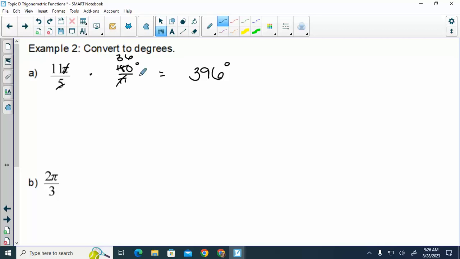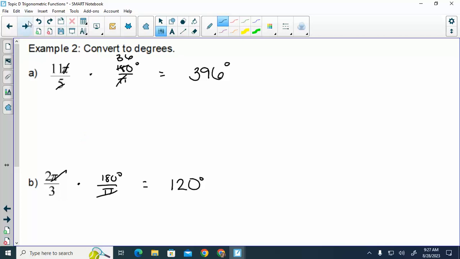Alright. 2 pi over 3, if I want to change that into degrees. So 180 divided by pi. Pi's cancel. 180 divided by 3 is 60. Times 2 is 120 degrees. So, could we convert? Okay.